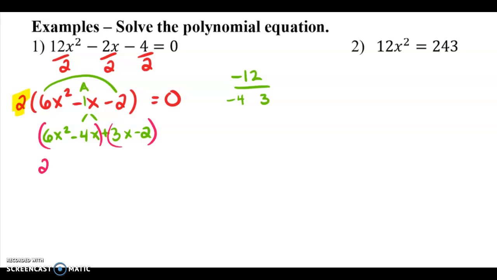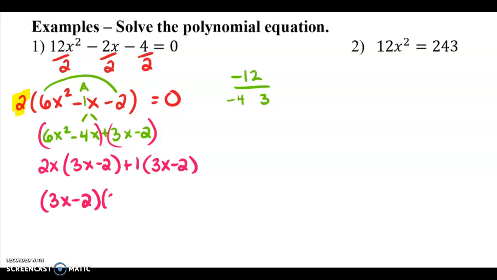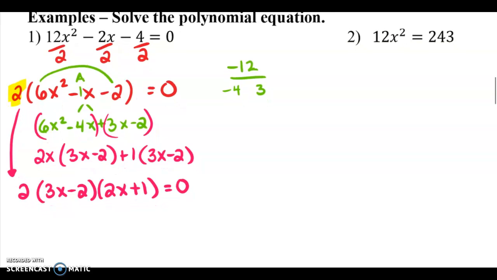Looks like I'm going to pull out a 2x, x minus 2, just kidding, 3x minus 2, and a positive 1, which gives me 3x minus 2. So my factors are 3x minus 2, 2x plus 1, and the 2 on the outside. Can't forget that 2 on the outside. Set that equal to 0.